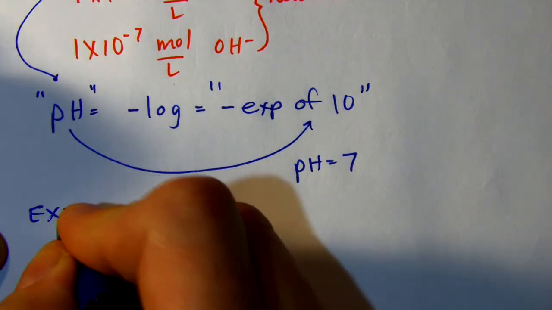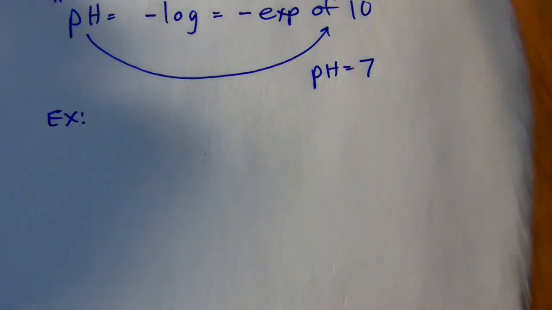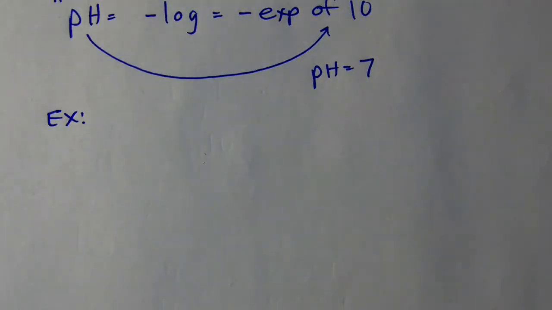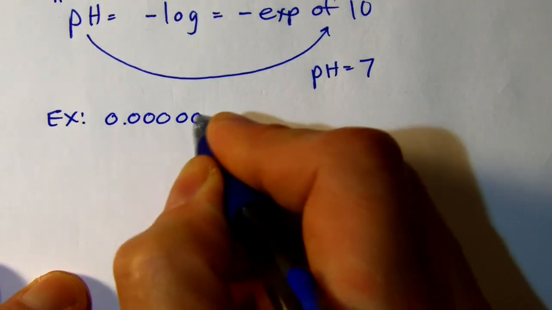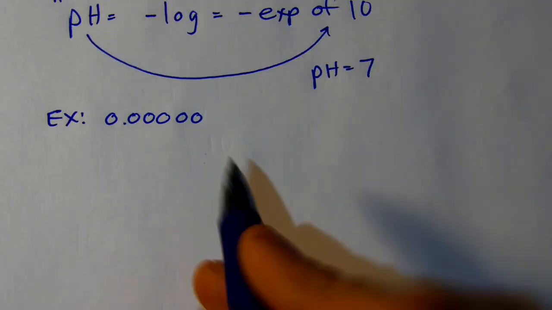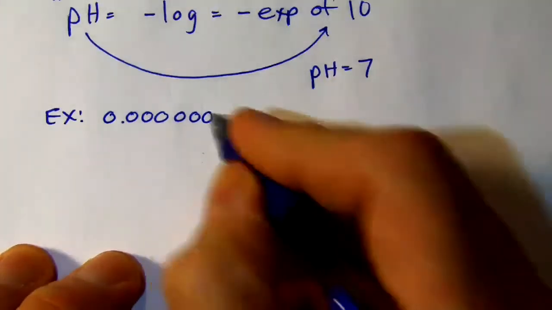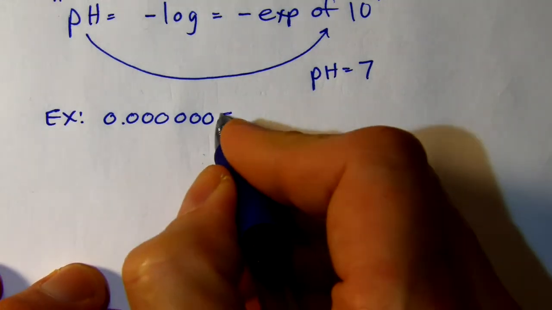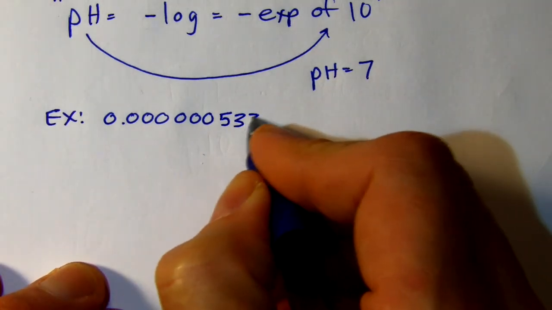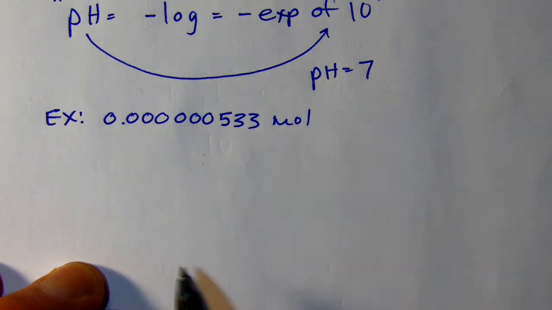Example 1. What if we took a pH, let's make something a little bit more acidic. All right, so 0, 0, 0. And this time, instead of a 1 here for neutral, let's just make it a little bit more. So we're going to say it's 533 moles per liter. Okay?